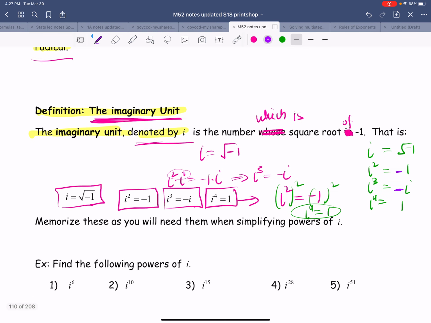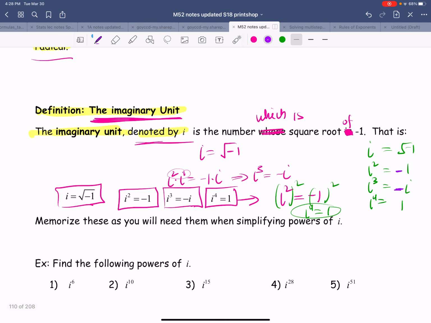Just like we have the real plane, the xy plane, we also have the complex plane, and we can graph complex numbers, which you will learn in trigonometry when you take a trig course. Memorize these, as you will need to use them when we are simplifying powers of i.